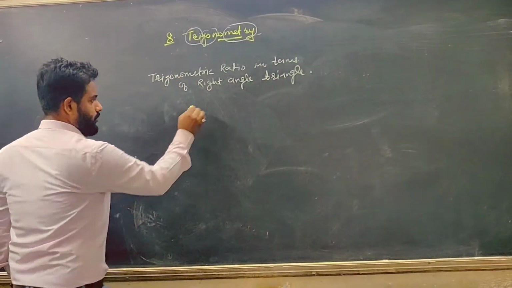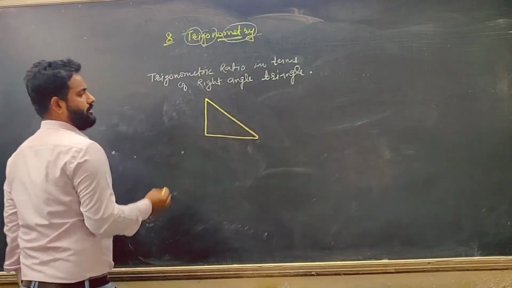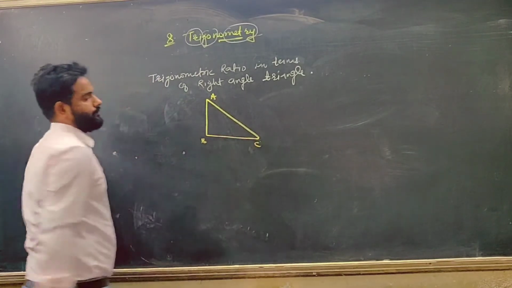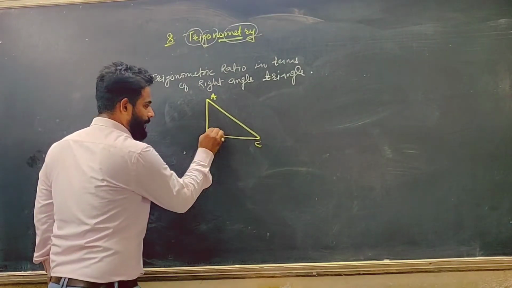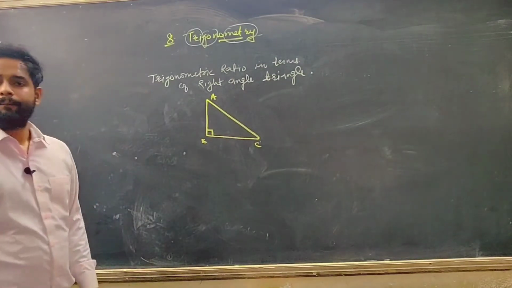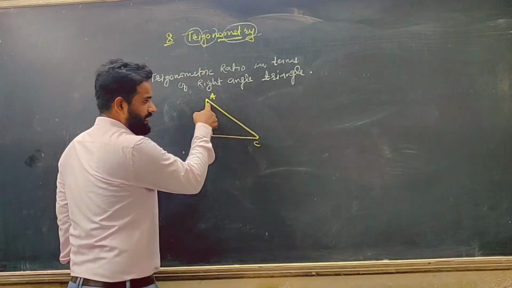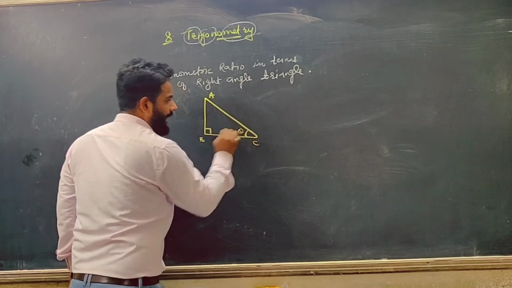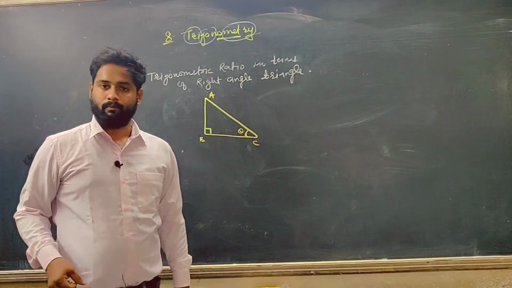Now, suppose you have drawn a right angle triangle here. I am naming it as A, B and C. Now, as it is a right angle triangle, one of the angles is going to be 90. I am considering my angle B is 90. Right? Okay. So if B is 90, you can take any angle as theta. Let me take angle C as theta. Either I can call it theta or simply I can take it as angle C.